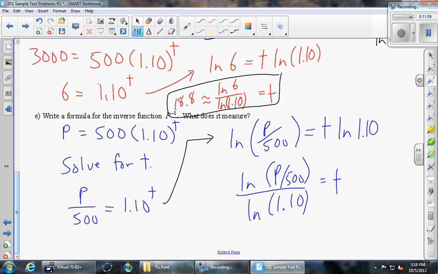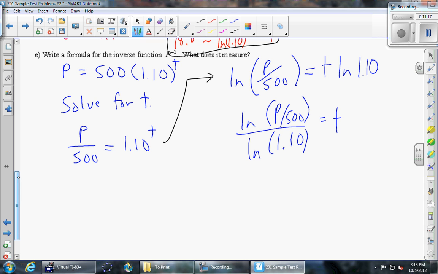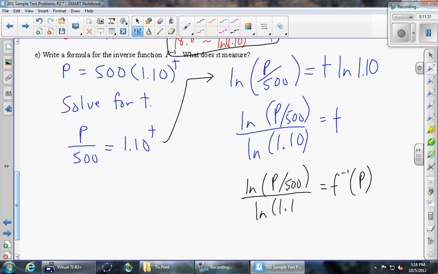So that's the formula. Maybe it doesn't necessarily look like an inverse because we haven't written it in the standard inverse function notation way. So maybe I'll do that here. I'll say that f inverse of p, because it sure feels like p is the input now, is equal to, and then we'll copy all of this. So that's our inverse function.